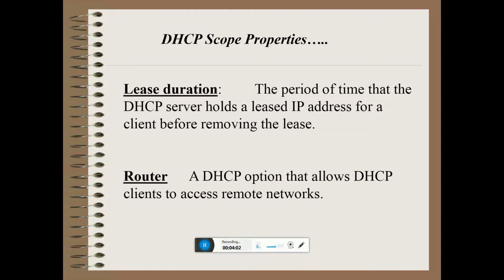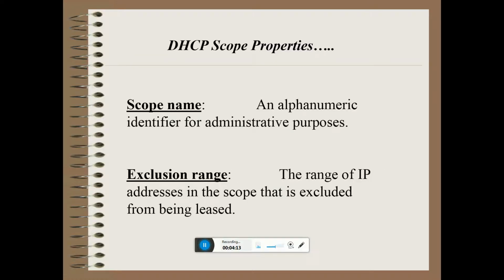Router, a DHCP option that allows DHCP clients to access remote networks. The router option is used by DHCP clients for remote network purposes. DHCP scope property, scope name, an alphanumeric identifier for administrative purposes. Exclusion range, the range of IP addresses in the scope that is excluded from being leased.